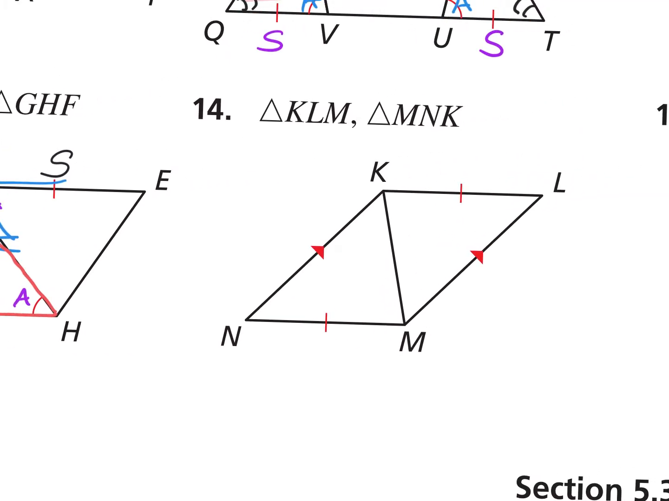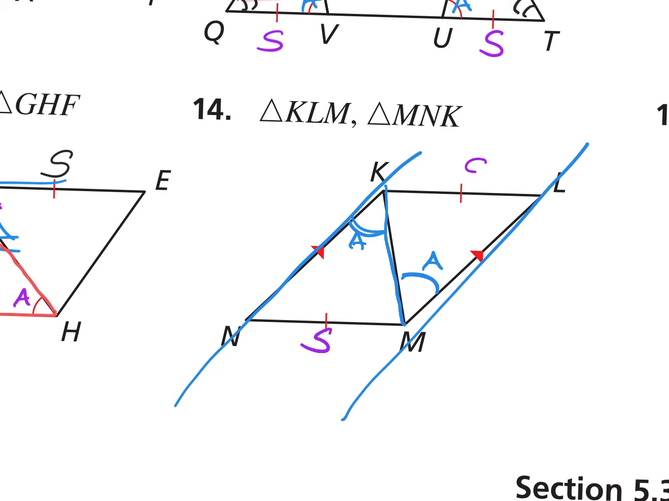And then 14, again, these arrows are not congruency marks. They're parallel marks. So what I can do here is I can show that these are parallel. And then this is my transversal, making this angle congruent to this one. So I've got an angle that's marked, I've got a side that's marked, and then I can add in my reflexive side. However, the angle that is marked is not the included angle.